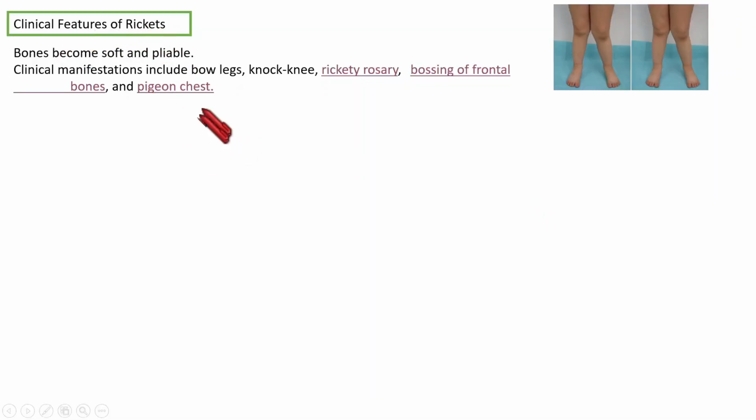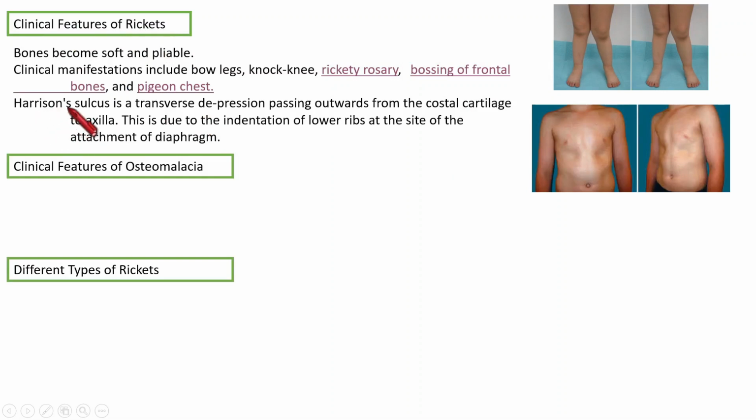So these are the clinical features of rickets, and also one more thing, Harrison sulcus. Harrison sulcus means an indentation, happening most commonly at the sixth rib, I think. A transverse depression passes outwards from the costal cartilage towards the axilla, an indentation of the lower ribs at the site of attachment of the diaphragm. So that condition is called Harrison sulcus. That is also a feature of rickets.